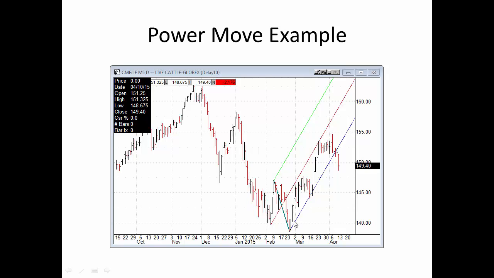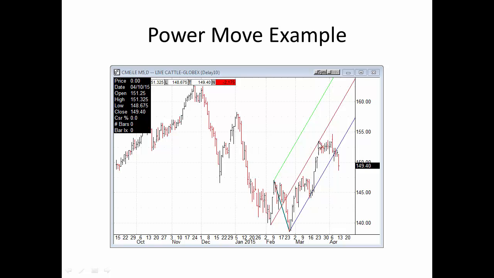And here's a power move in the cattle. Nice that we're talking about steaks. Actually took this one recently, and wound up having a buy down here. Market went up and wound up standing aside and letting it come back down. It came back down to here. Said, okay, guys, I'm buying again. And here we had the power move.